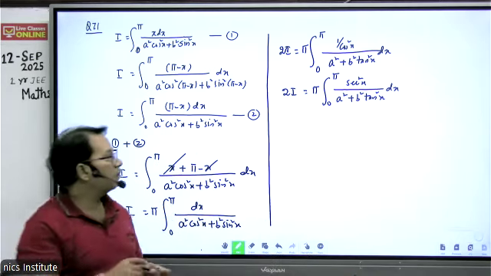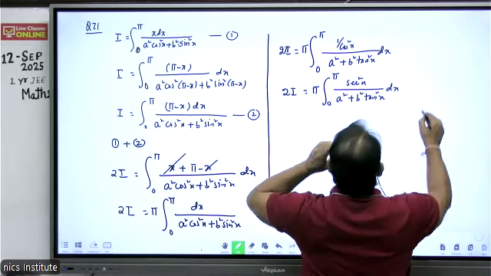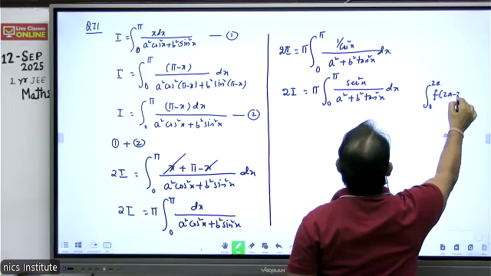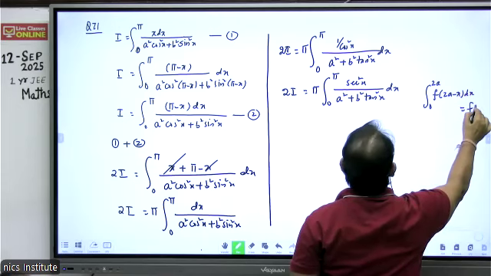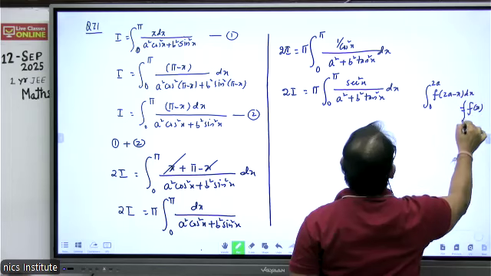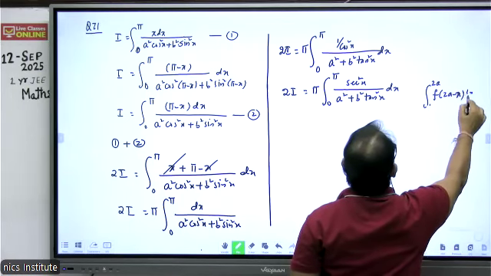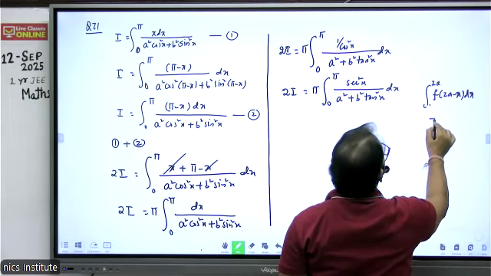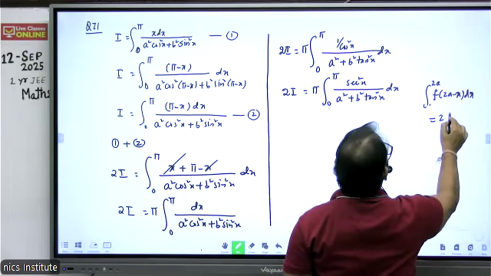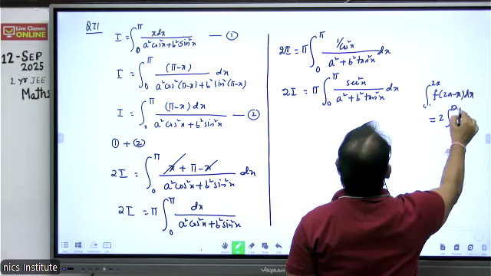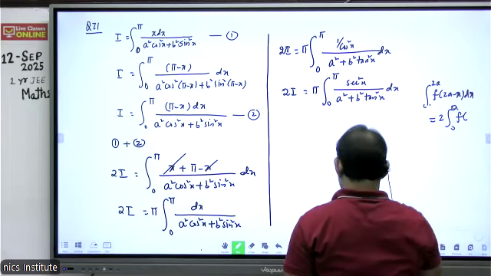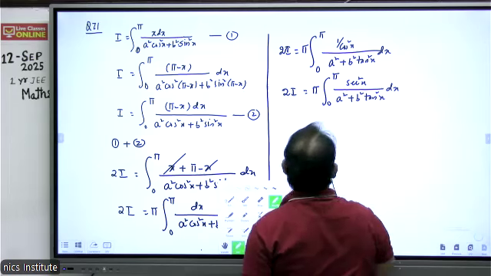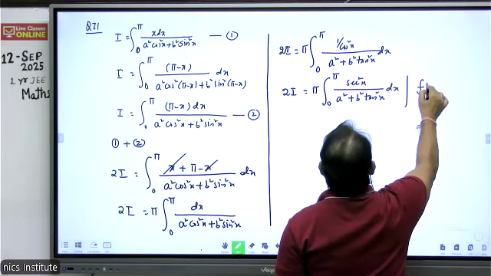So what we do is we can apply this property again: integral 0 to 2a, f of (2a minus x) dx is equal to f of x. This property we can apply, because you can't integrate directly. Between 0 to pi, you have pi by 2 also. So let's verify whether this is applicable or not.